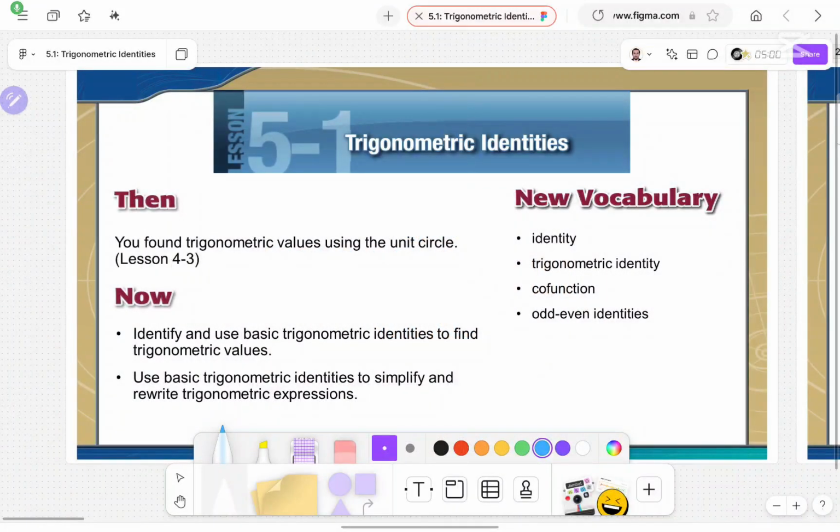Ismail is here. Today we're going to start lesson 5.1, trigonometric identities. In this lesson we are going to focus on how we can identify the basic trigonometric identities and find the trigonometric values, then use the basic trigonometric identities to simplify and rewrite expressions.